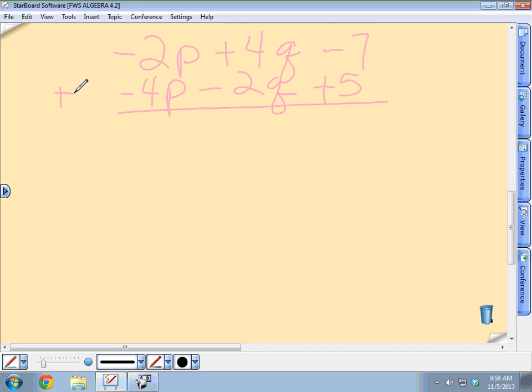So, what is minus 2p minus 4p? Minus 6p. Desiree, 4q minus 2q. 2q. And Felix, minus 7 plus 5. Negative 2. Okay. And so that's all that they're asking for in these problems.